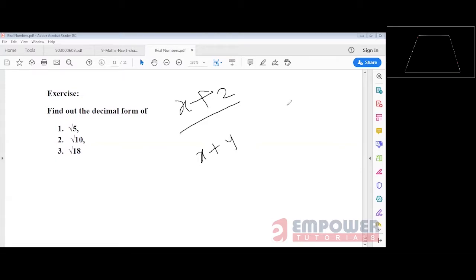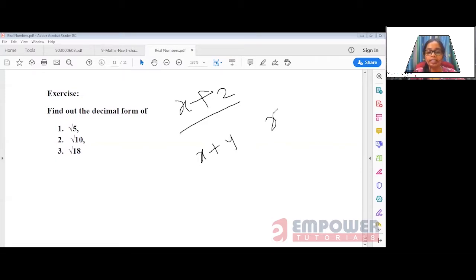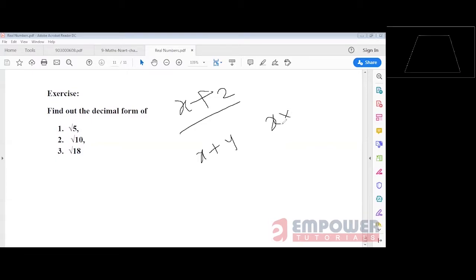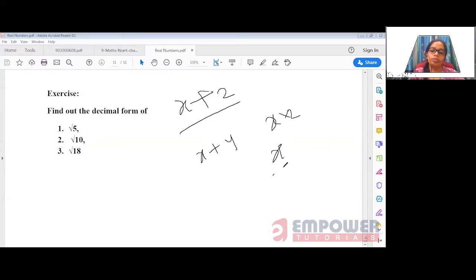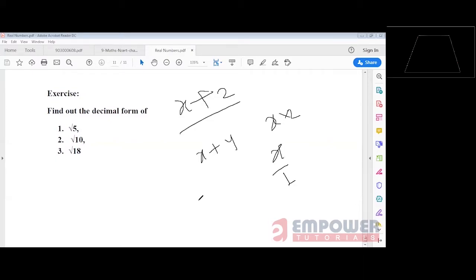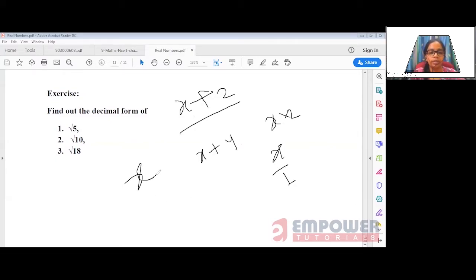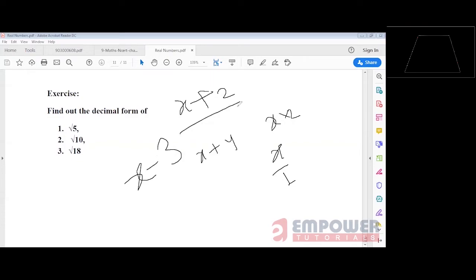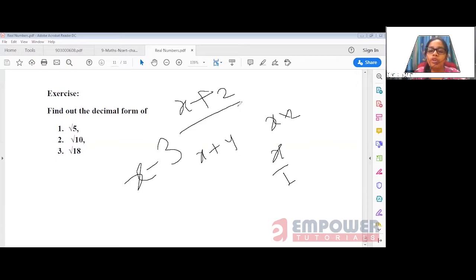Can I multiply x into 2? Yes, ma'am. Can I divide x by 2? Yes. Can I subtract x minus 3? No. So the same rules apply for rational and irrational numbers.